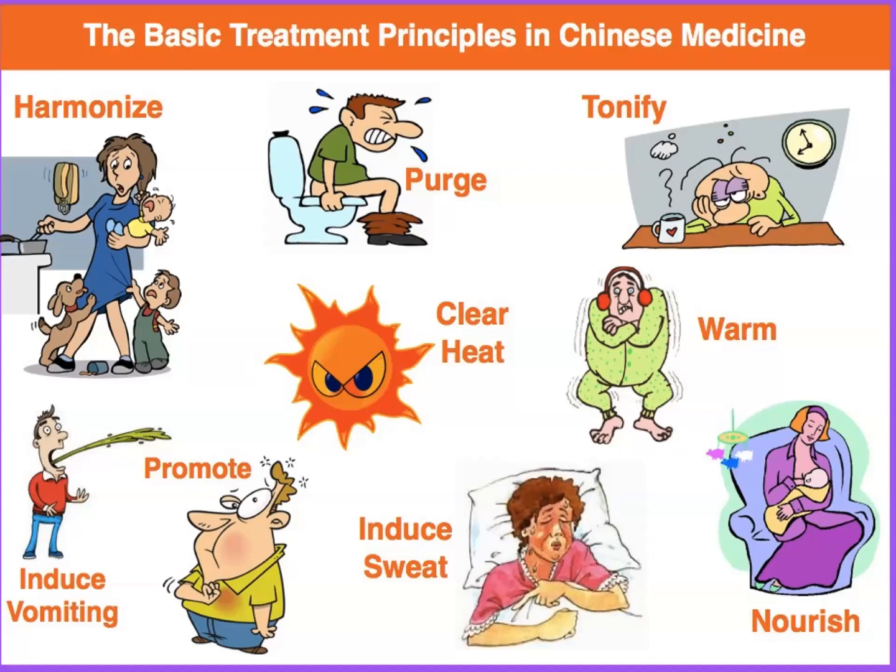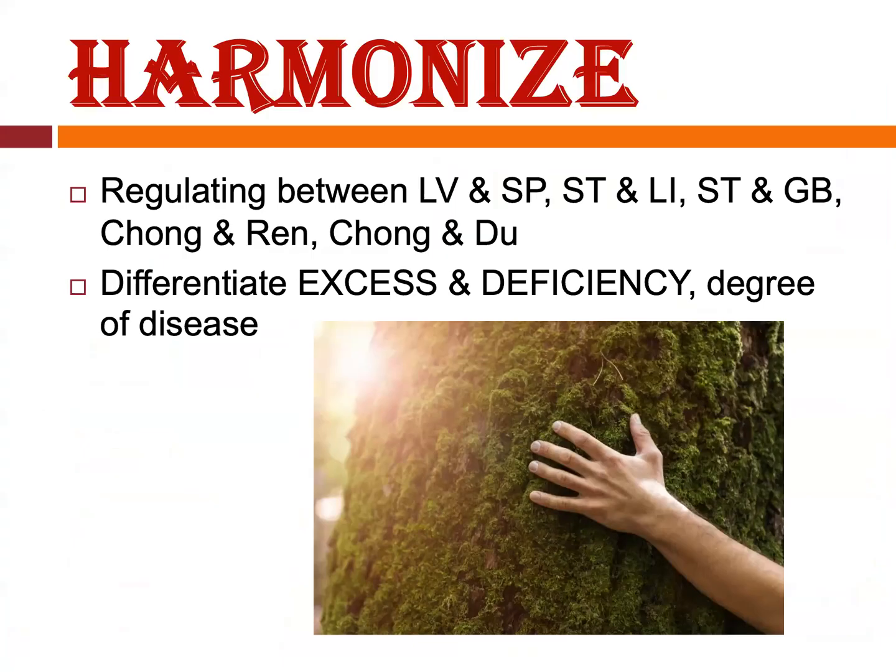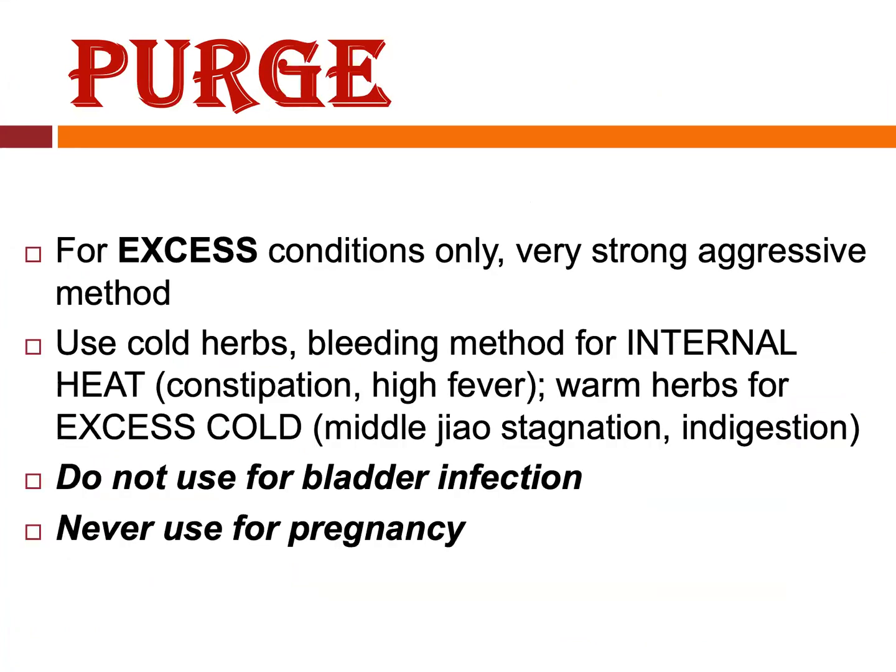So we harmonize, we also purge, we tonify, clear the heat, we warm the patient, we nourish, we induce sweat, we promote and induce vomiting. So let's talk about harmonizing. So this is regulating between liver and spleen, stomach and large intestine, stomach and gallbladder, Chong and Ren, Chong and Du. So we need to differentiate excess and deficiency and the degree of disease.